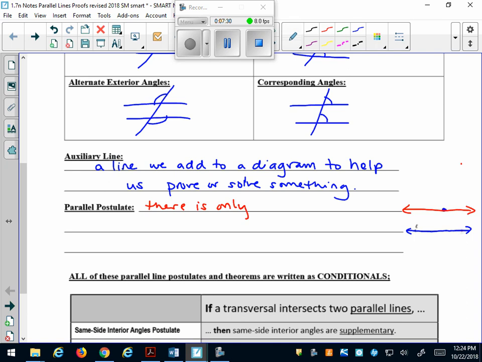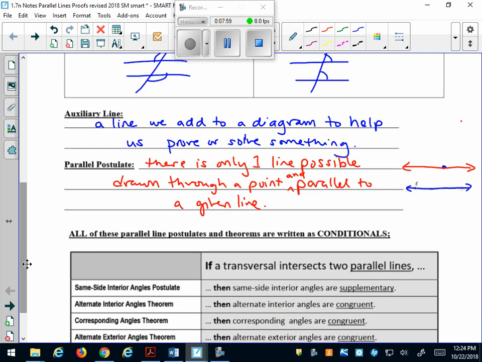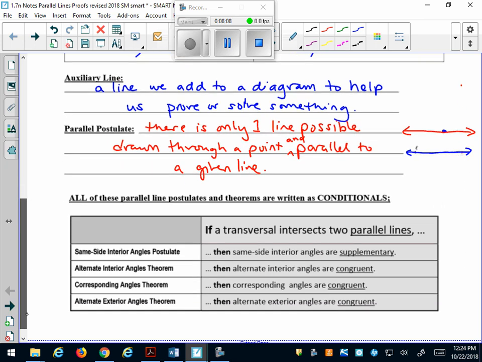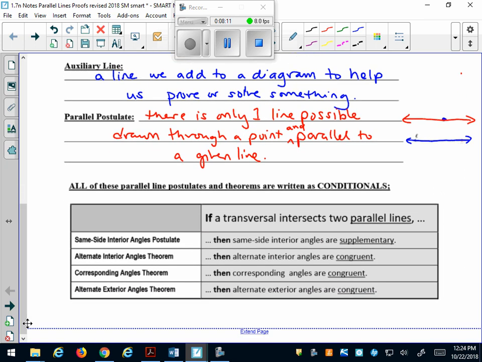There is only one line possible drawn through a point and parallel to a given line. Of course, the phrase "a point not on the line" should be in there somewhere, but I think you get the idea, right? It's a point that's separate from the line. There's only one line that can pass through that point parallel to the given line.